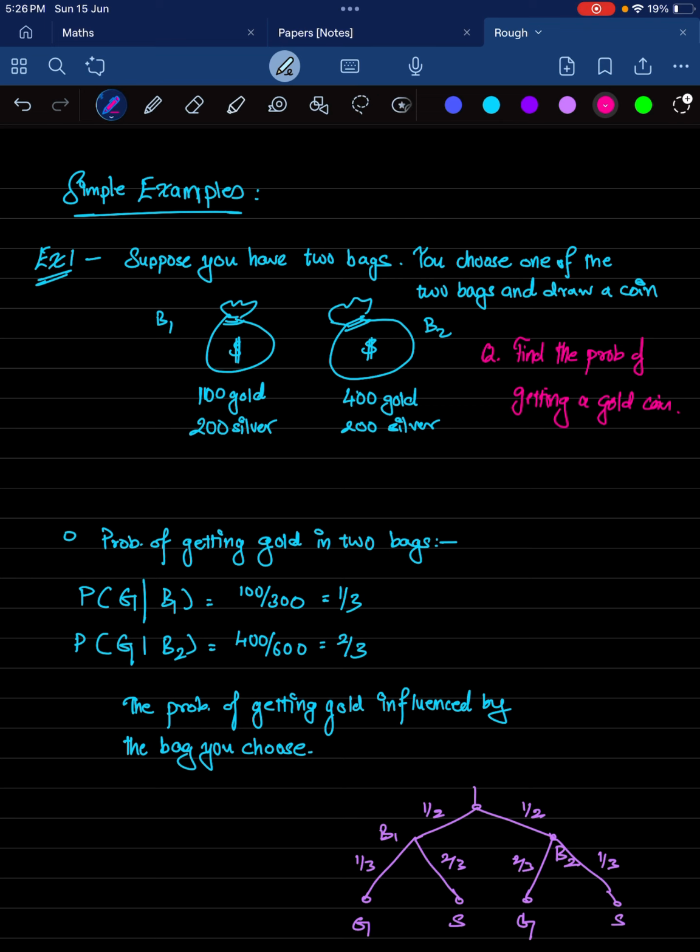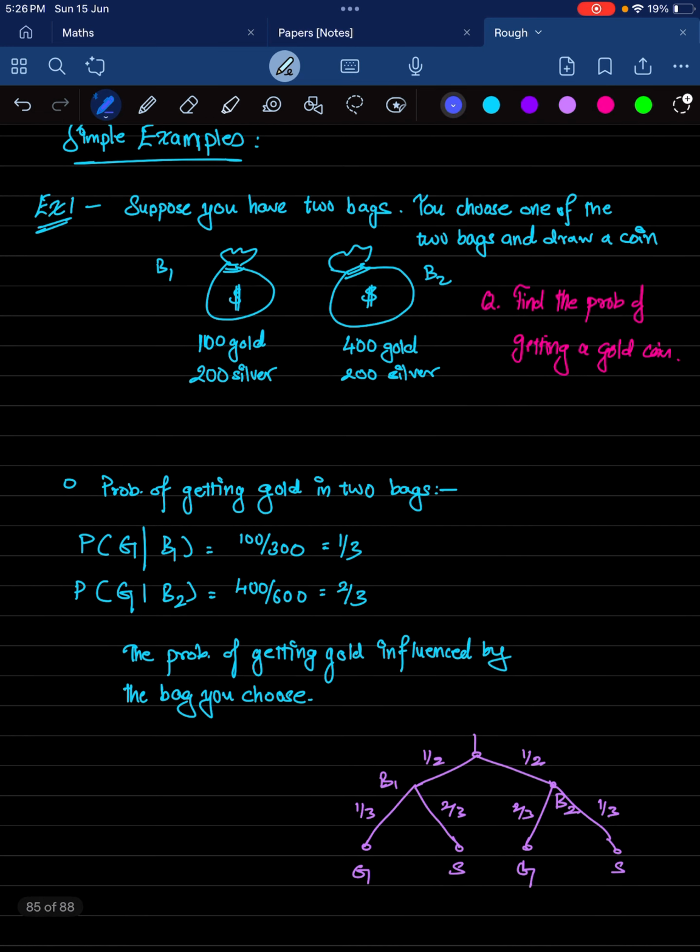So in this case, I want to highlight another thing. How will you design the sample space? Like we know we are going to use conditional probability, but before all that we need to define the sample space, right? So let's go and simulate the process. The first thing you will do is choose a bag.